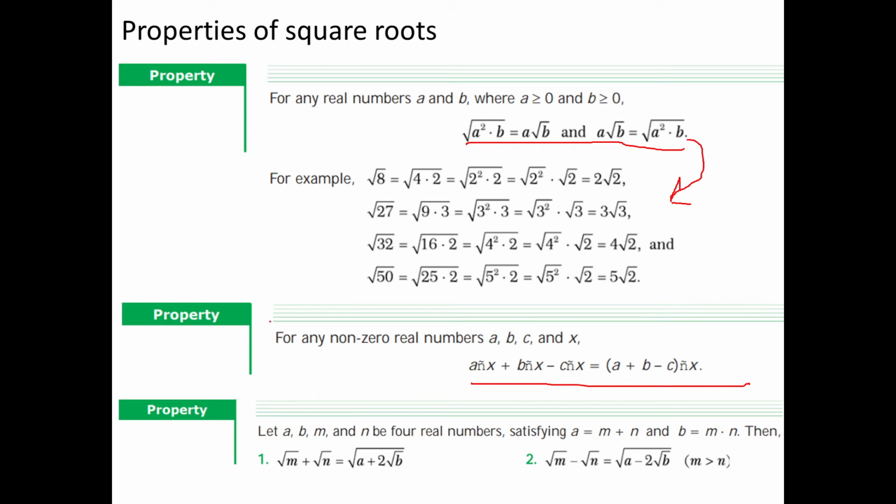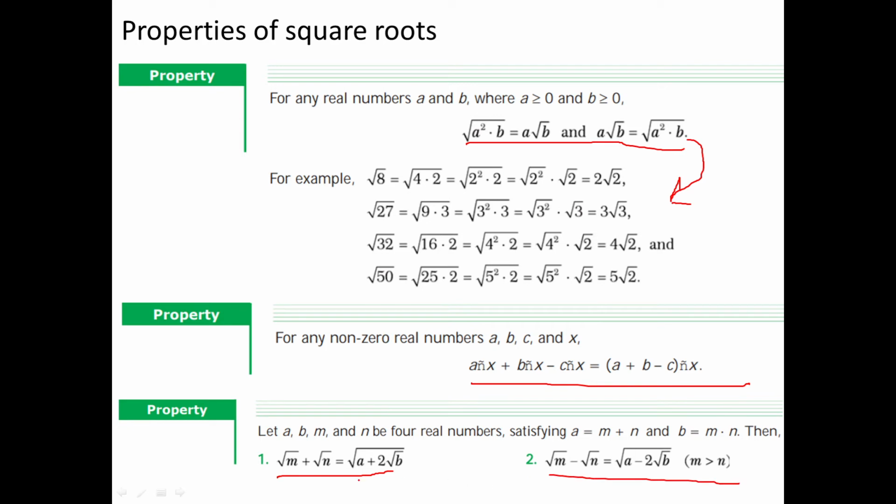And our last property says that let a, b, m, and n be four real numbers satisfying that a is equal to m plus n and b is equal to m minus n. Then we can use these two properties to solve our problems.